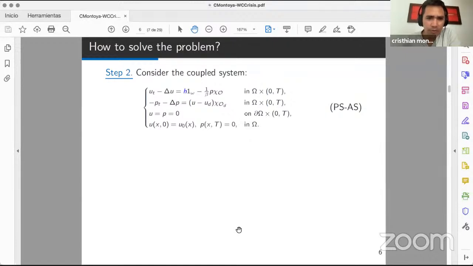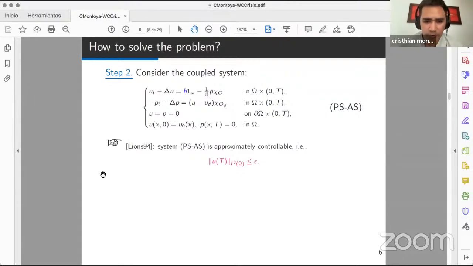Okay, with that information, we put together the primal and dual systems in a coupled manner. And now for this coupled heat system, we need to find a unique control h satisfying the null controllability property. So first, Lions in 1994 proved that it is not exactly null controllable, but it is approximately controllable. That means that we are near to zero in a certain time.